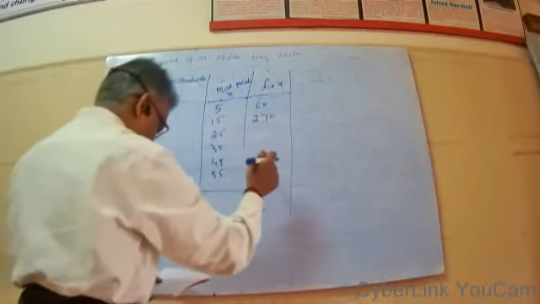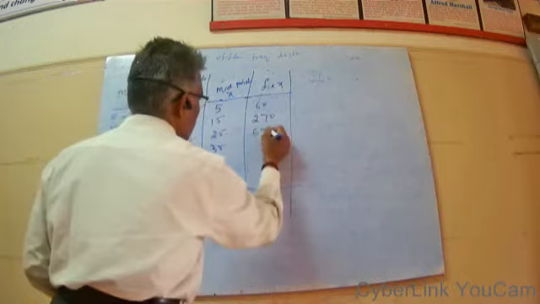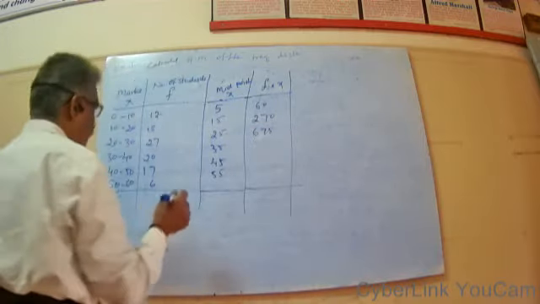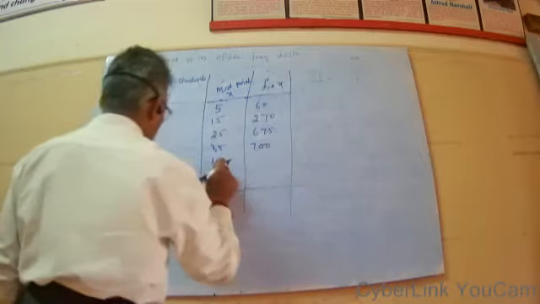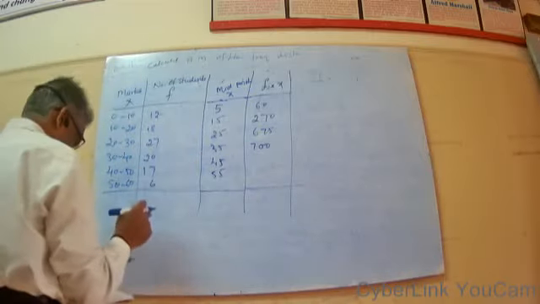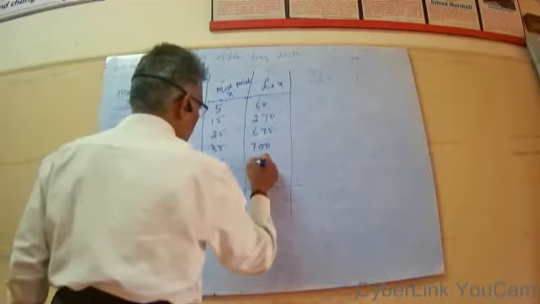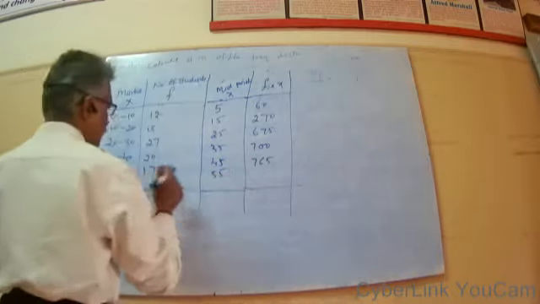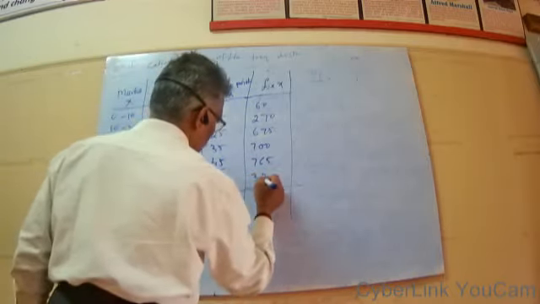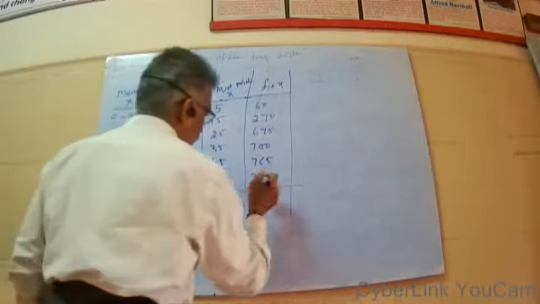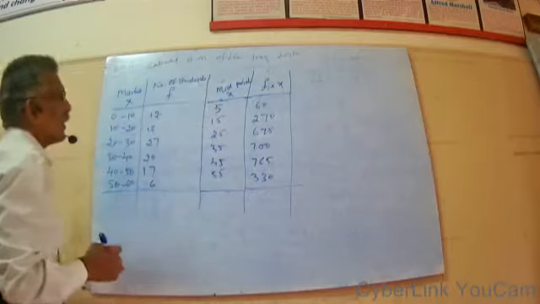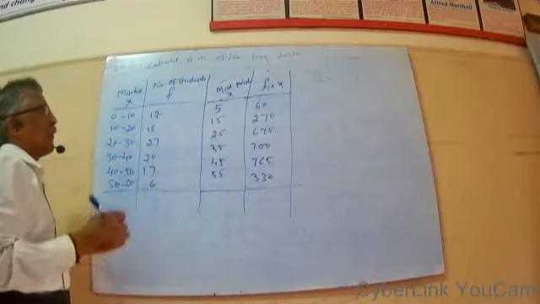27 into 25 is 675, and 35 into 20 is 700. 45 into 17 is 765. 55 into 6 is 330. Now take the sum of f and the sum of fx.